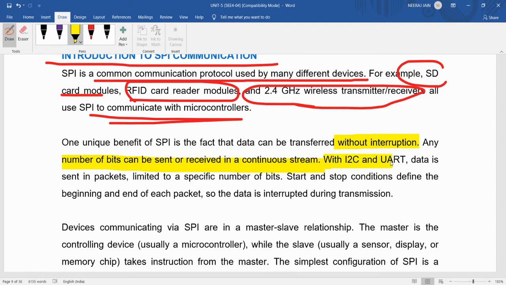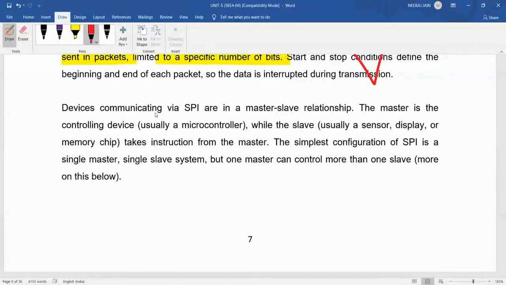With I2C and UART, data is sent in packet form में भेजा जाता है and limited to a specific number of bits. Start and stop conditions define the beginning and end of each packet, so data is interrupted during the transmission. In the other protocols, we are talking about UART and I2C protocol. But in SPI, there is no need of such type of foundation or interrupt.